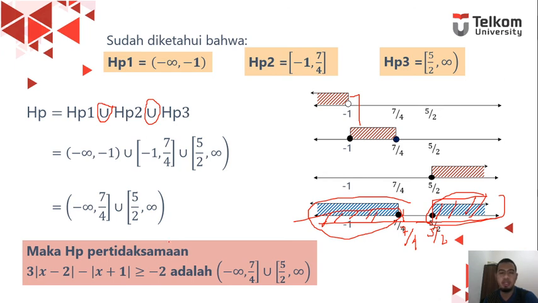So the solution for the previous question is this one. x is a member of minus infinity until 7/4 union 5/2 until positive infinity.